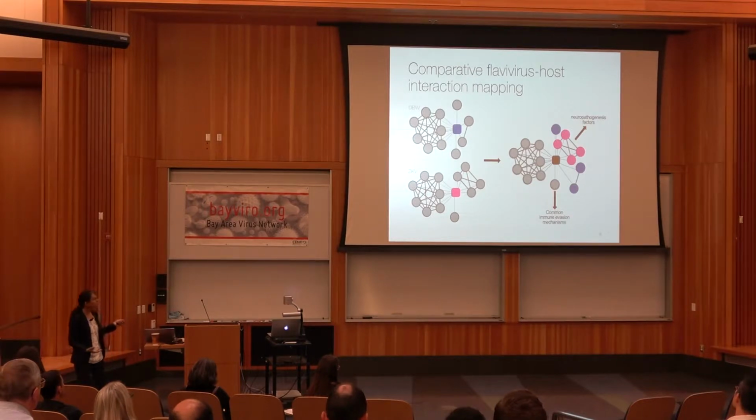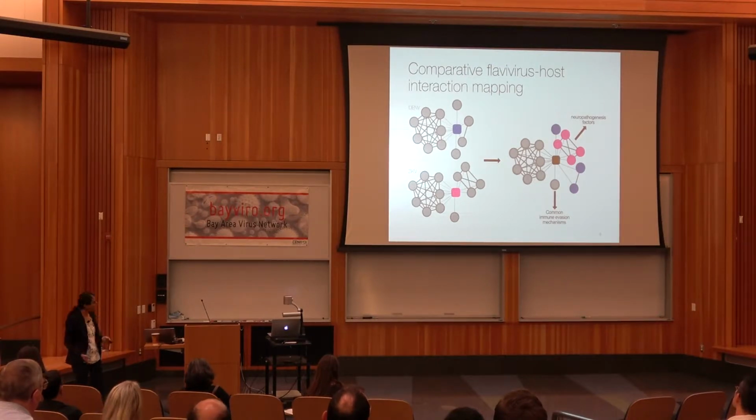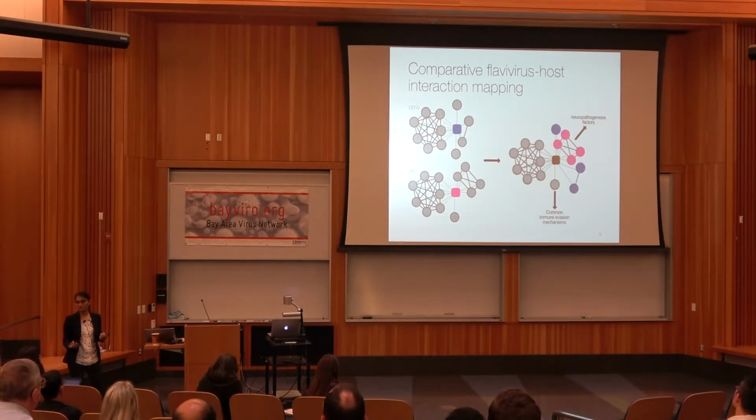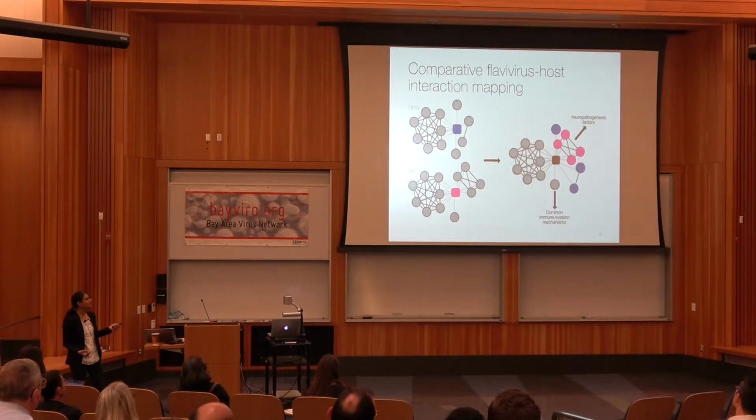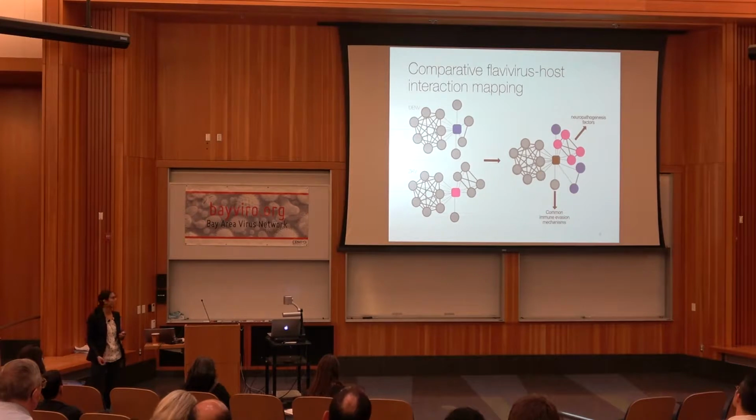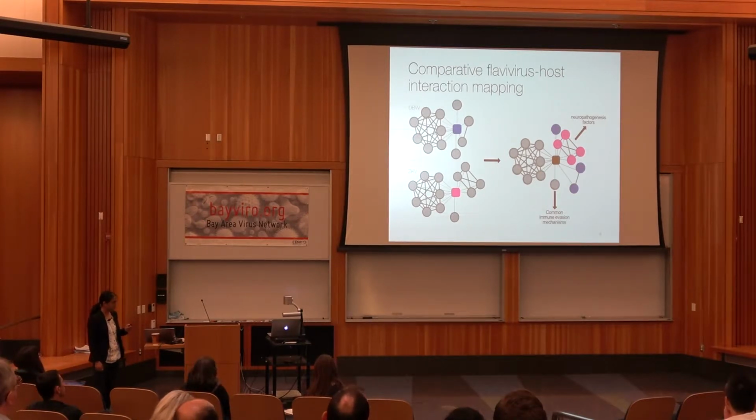But then by digging more deeply into the Zika virus data set, we might be able to find physical interactions that explain its neuropathogenesis. What I'm going to tell you about is one of these shared interactions that relates to a common immune evasion mechanism, we believe, and then one interaction from the Zika data set that relates to its neuropathogenesis.